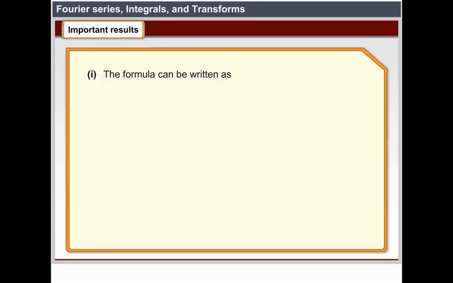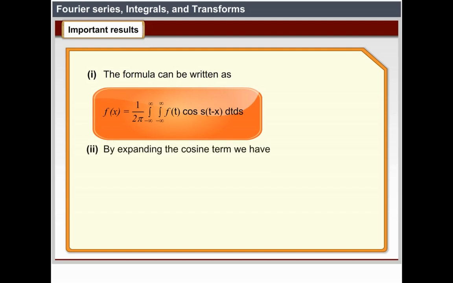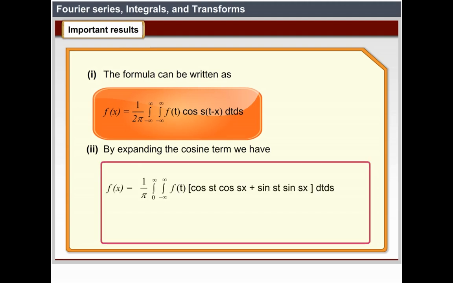Important results. The formula can be written as f of x equal to 1 by 2 pi integral minus infinity to plus infinity, again integral minus infinity to plus infinity, f of t into cos s of t minus x into dt into ds. Subdivision 2. By expanding the cosine term, we have f of x equal to 1 by pi integral 0 to infinity, integral minus infinity to plus infinity, f of t into cos st into cos sx plus sin st into sin sx into dt into ds equal to 1 by pi integral 0 to infinity cos sx into integral minus infinity to plus infinity f of t into cos st into dt plus sin sx into integral minus infinity to plus infinity f of t into sin st into dt into ds.